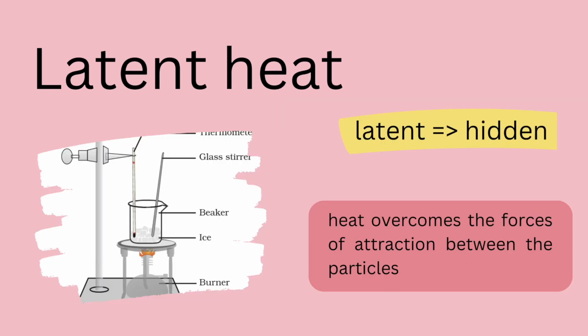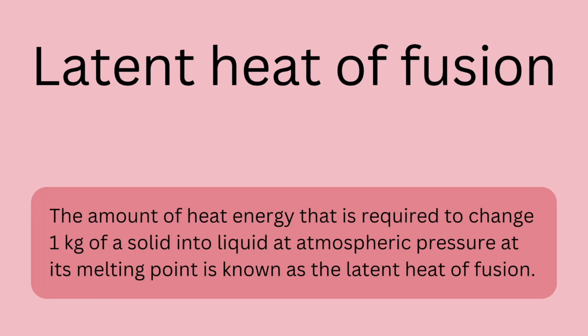The next thing is latent heat. Latent, as we know, means hidden. The heat that is used to overcome the force of attraction between the particles of matter, which doesn't increase the temperature of the matter itself, is what we call latent heat. The next thing is latent heat of fusion. Latent heat of fusion is the amount of heat energy required to change 1 kg of solid into liquid at atmospheric pressure at its melting point.